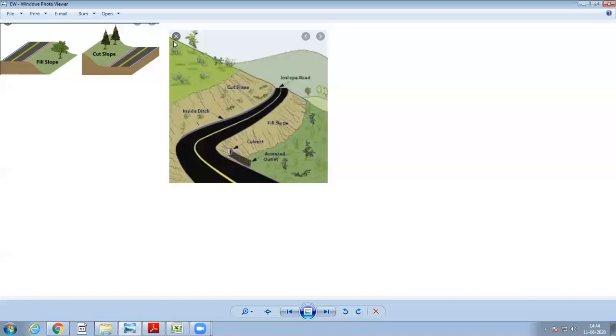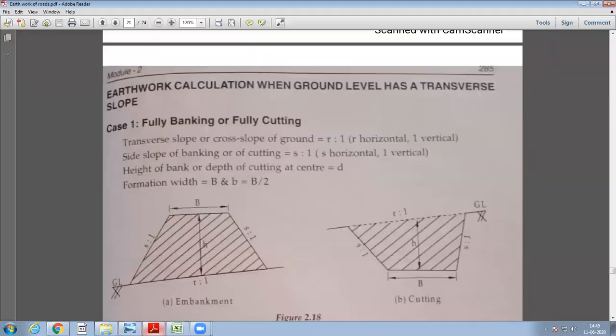The previous problems are with the case where the ground level is straight. You can observe where the ground level is normal without transverse slope. But now we have to work out the earthwork calculation when the ground level has this transverse slope. Here we need to form a road. If this is the case, how the earthwork calculation should be done is the new type of problem which we are going to learn now.